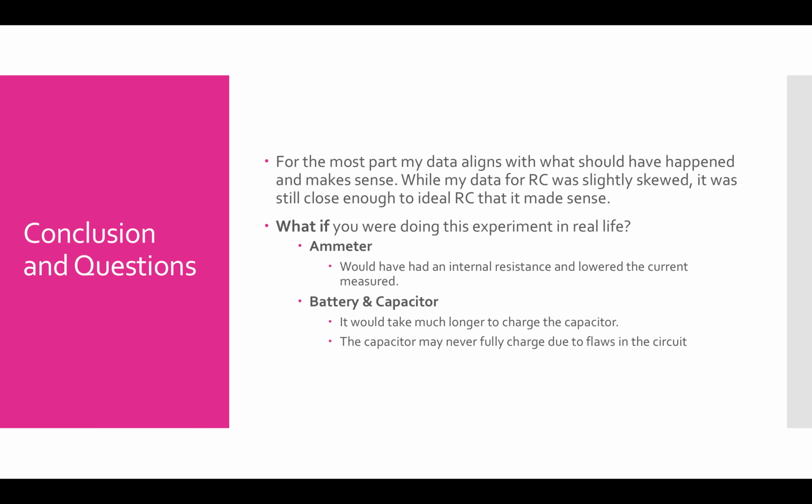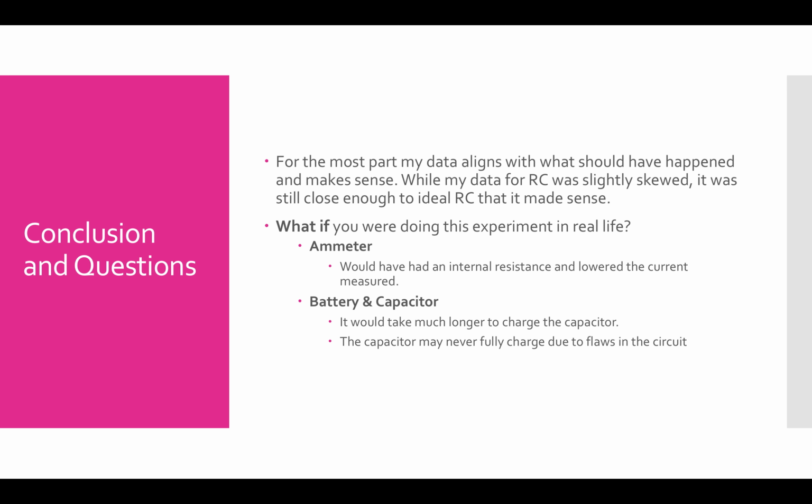So then some questions that we need to answer are, what if you're doing this experiment in real life? How would the ammeter change? So the ammeter would have had its own internal resistance, so that would have lowered the current that we were able to see and visualize being measured, which would have changed the results a little bit and made it less accurate.